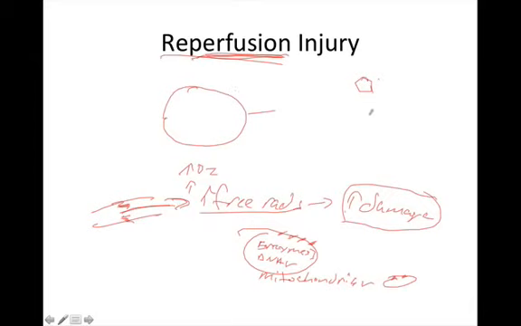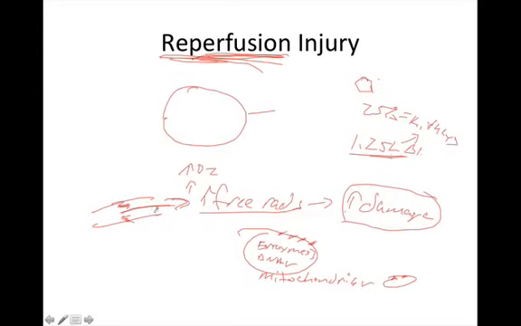So, for example, 25% of your cardiac output goes to your kidneys. So, on average, 1.25 liters of blood goes to your kidneys every minute. So you see the difference here. That's why this is called a reperfusion injury. We're restoring blood flow to that specific tissue.